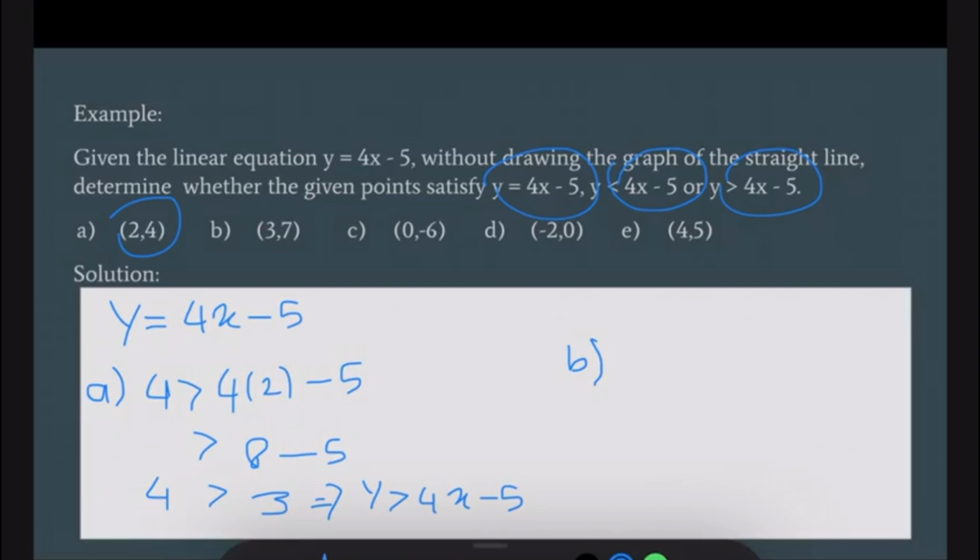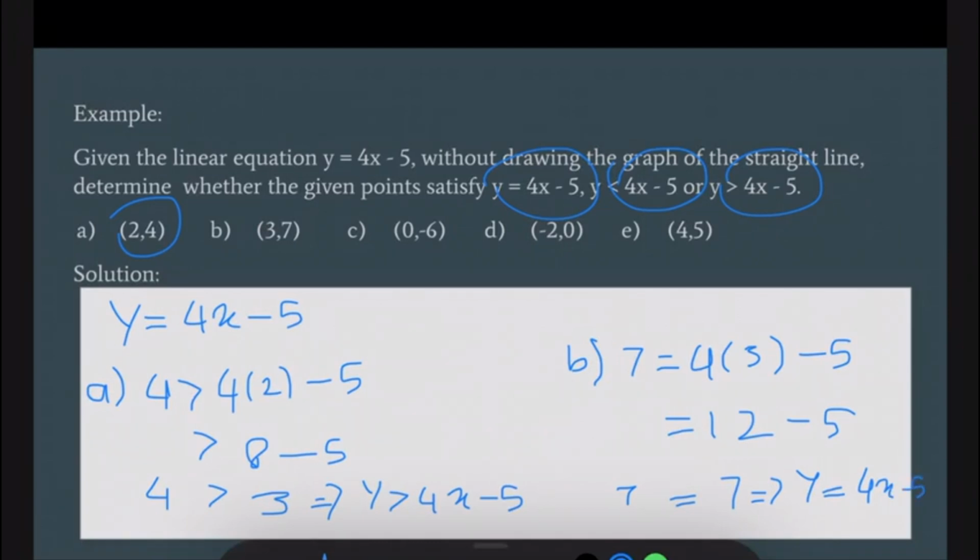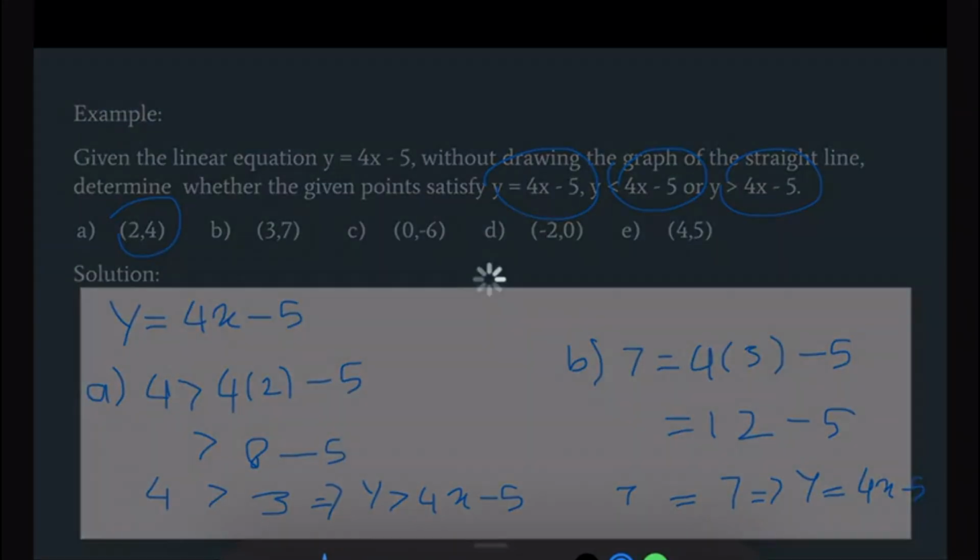The y-axis is 7, and then the gradient is 4, while x-axis is 3, minus 5. So we got 12. 4 times 3 is 12, minus 5 is 7. So that means y is equal to 4x minus 5 for question B. Okay, move on to the next question.